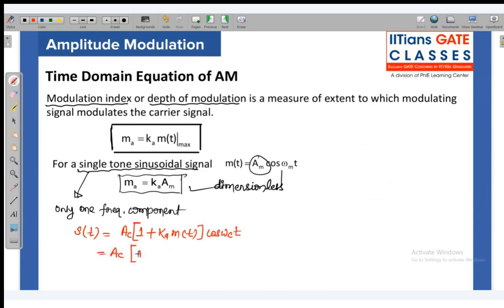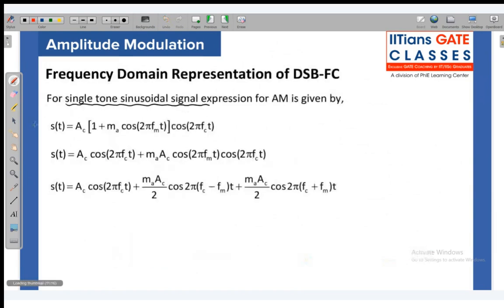Now we will put our message signal, which is Am cos omega mt, into cos omega ct. So k into Am is the modulation index. In the equation we can see this is the modulation index. So this is Ac (1 + ma cos omega mt) cos omega ct. This is how we get this equation: Ac (1 + ma cos omega mt) cos omega ct.